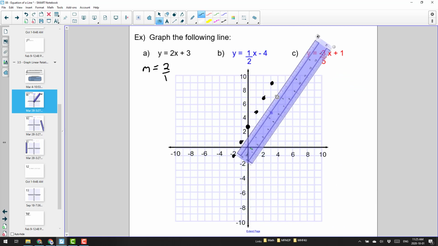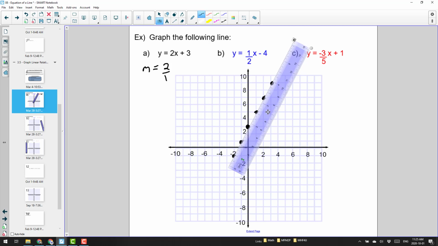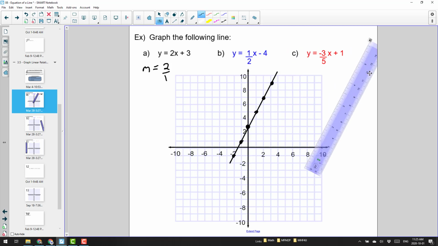So once I have that, I am able to take my ruler, draw my line, arrows to show that it goes forever in both directions, and I'm done. So I was able to get a very accurate line without a table of values. Let's try the next one.